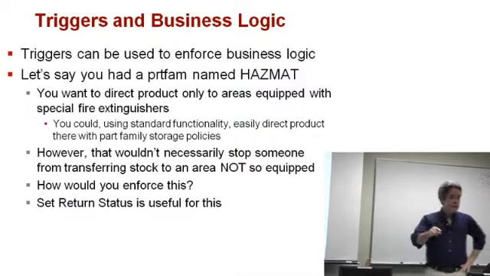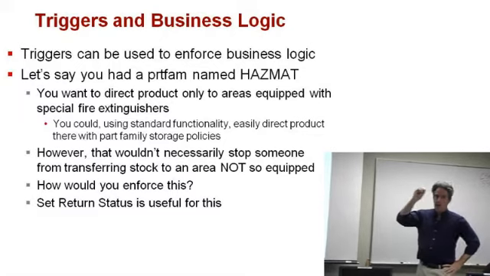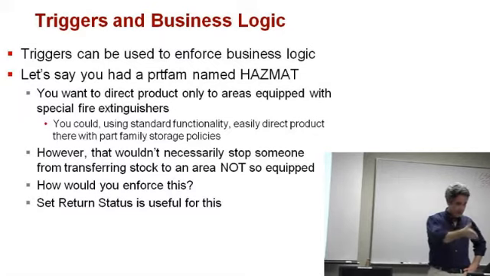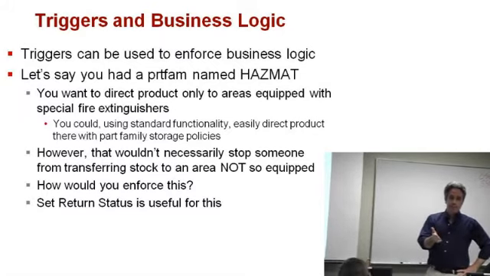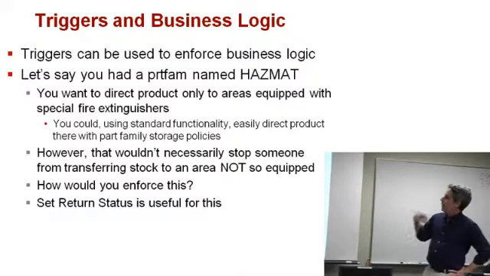Now, you could certainly use allocate location rules to stop people from allocating locations. Will that stop people from moving it? No, it just won't. It will mean that we won't select a location there. Could somebody pick it up with an RF unit and say, I'm just going to put it here and then try and put it there? Yeah, absolutely they could.